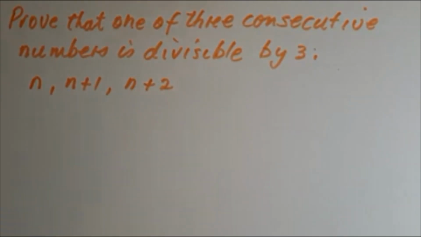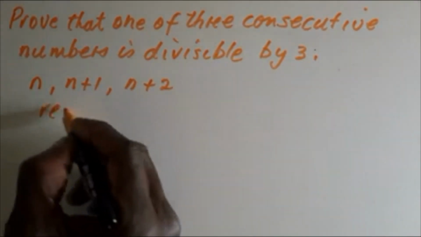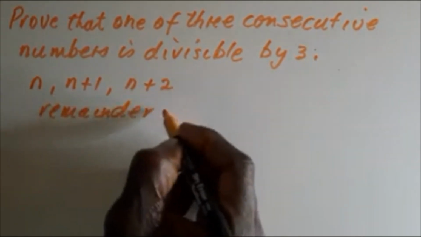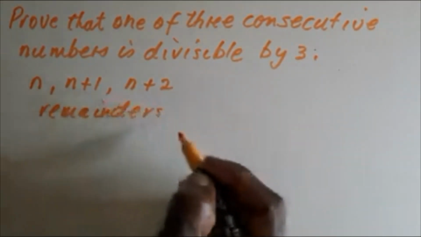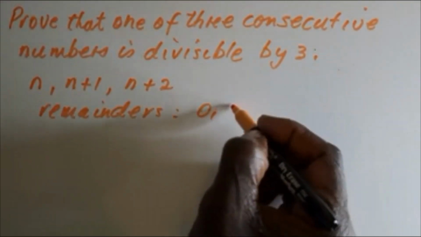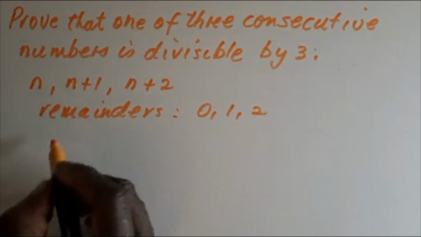Now, if it's divisible by 3, the remainders, and this is based on the division algorithm, you look at my previous videos, I've gone through explaining what the division algorithm is. The remainders are 0, 1, and 2 for division by 3. And we're going to use congruences here.